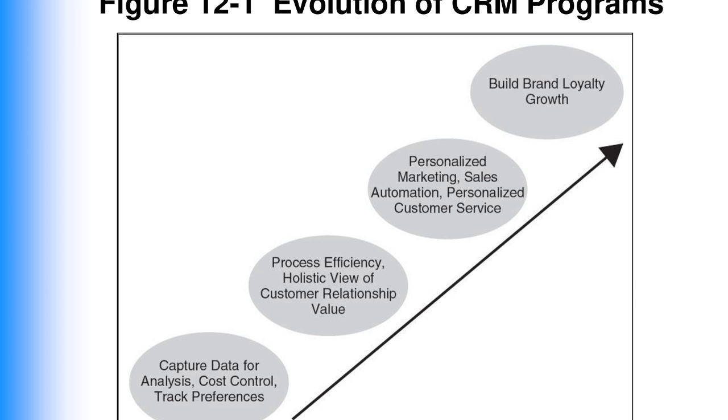And the next level is process efficiency. That is the holistic view of customer relationship value. That is a very important aspect: the holistic view of customer relationship value, and how the process you are going to maintain the customer relationship value. And the next concept, the third concept, is personalized marketing, sales automation, personalized customer service.